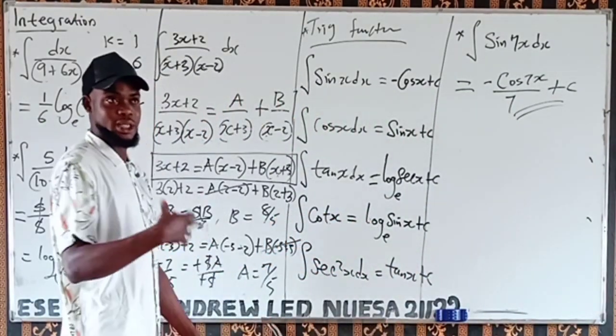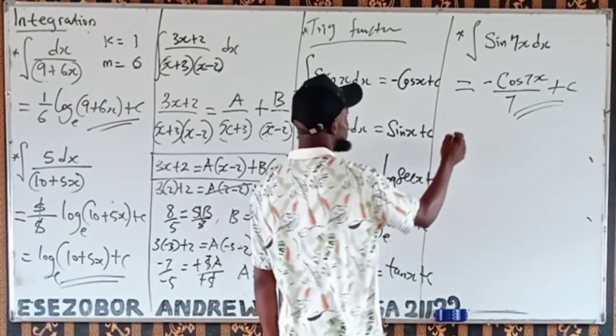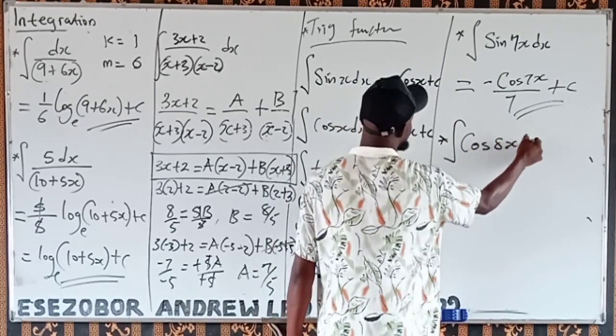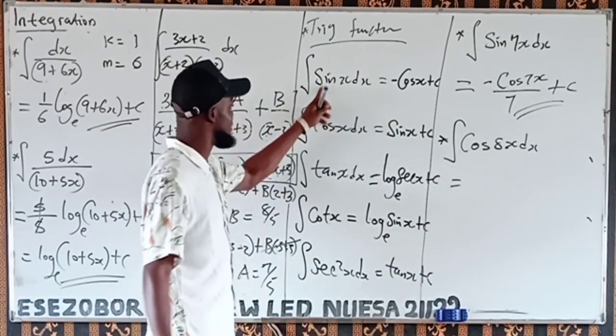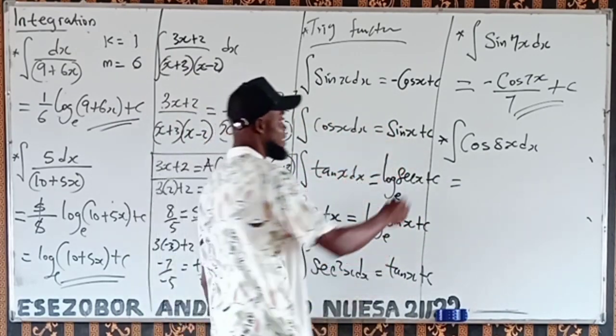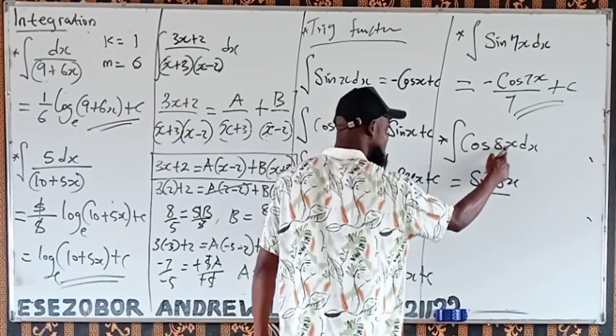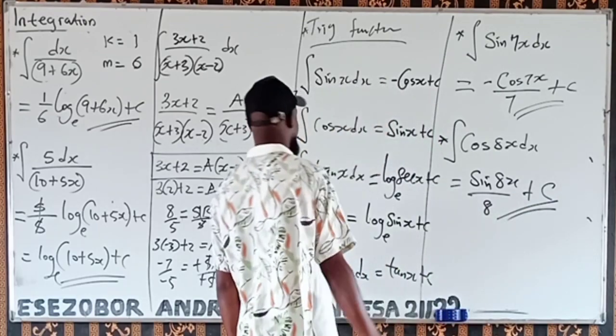So we are still going. Then, let's say I want to integrate cos 8x dx. Remember, if I integrate cos S, I'm going to have sin S. So if I integrate cos 8x, I'm going to have sin 8x over the derivative of 8x, which is 8, plus c. That's what I'm going to have.